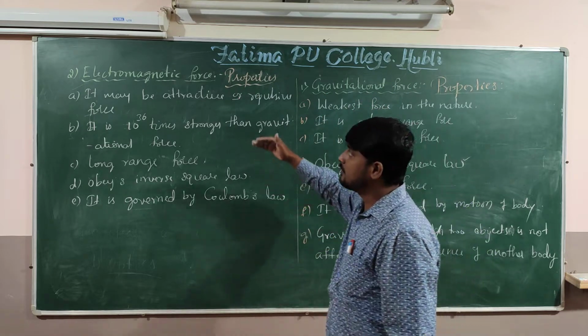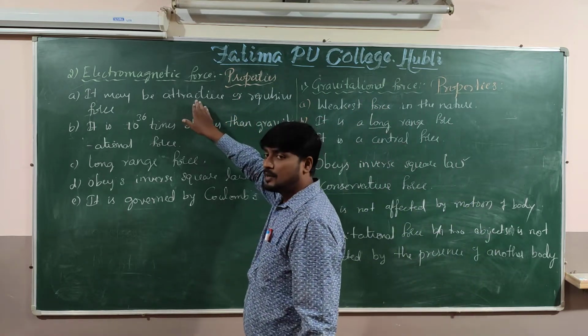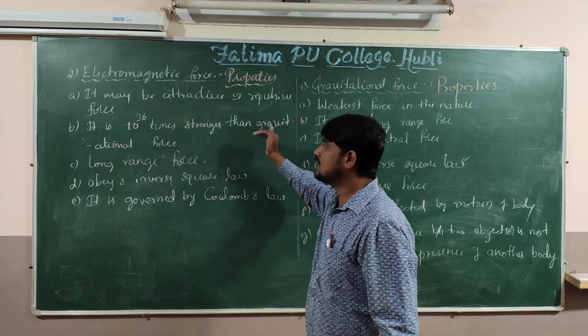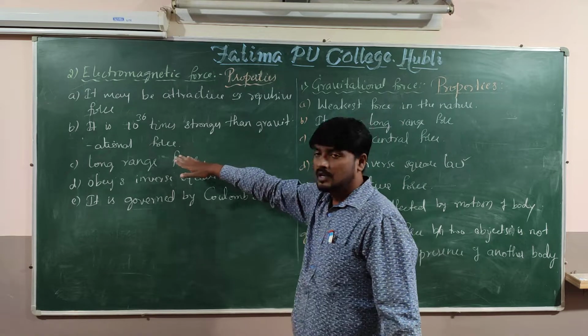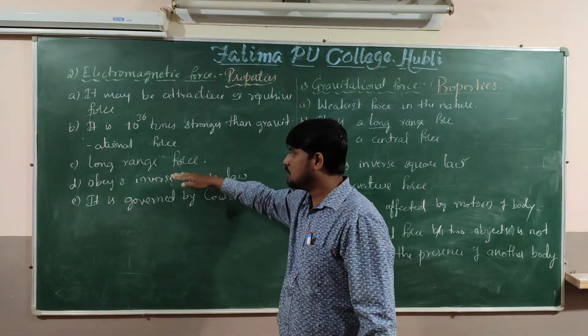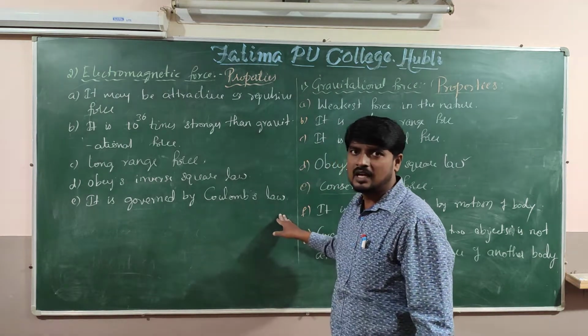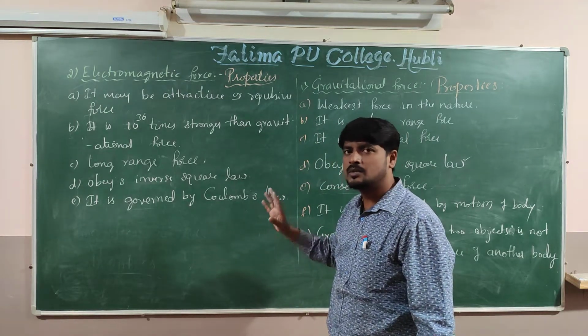When it comes to the electromagnetic force, it may be attractive or repulsive. It is 10 raised to plus 36 times greater than the gravitational force. It is a long range force. It obeys the inverse square law. It is governed by Coulomb's law of electromagnetism.